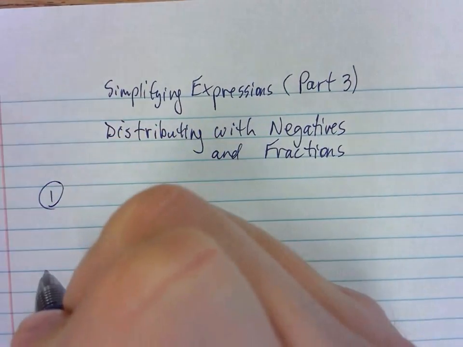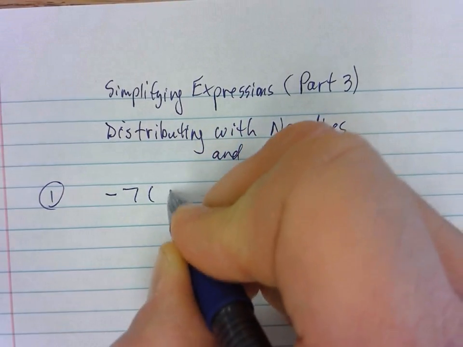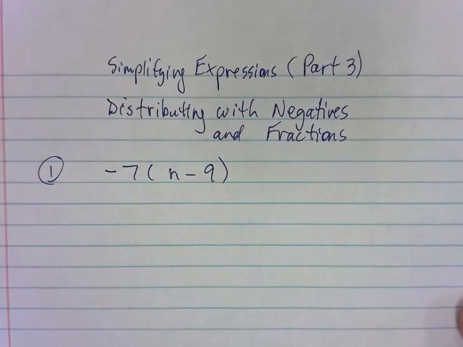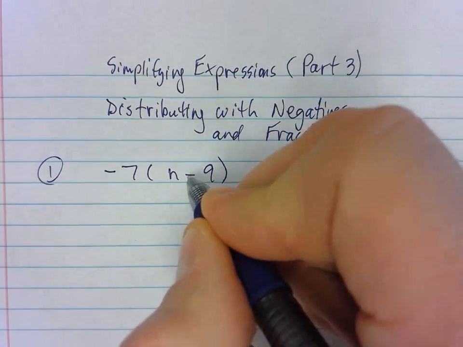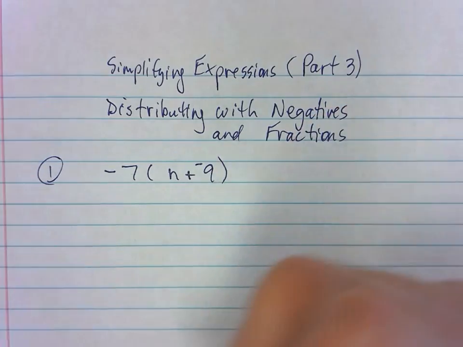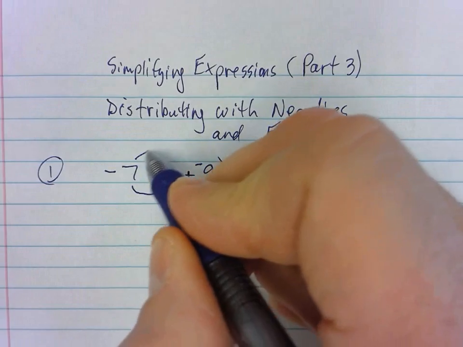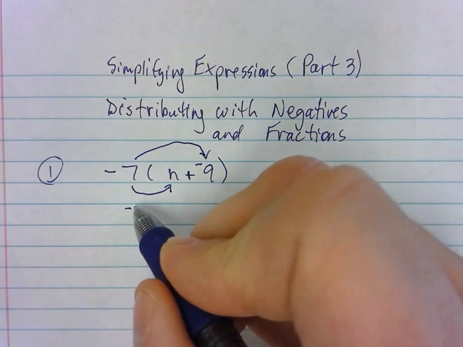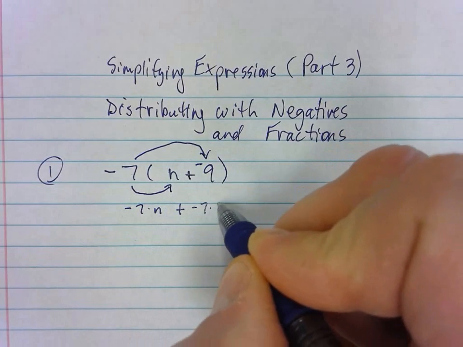So let's just talk a little bit about if we've got something like this. Let's say we've got -7 on the outside of n minus 9. Just remember that on that particular one, there's a subtraction sign in there. So I want to make that a plus negative. And then of course I'm going to distribute the -7 to the n, and the -7 to the -9. So -7 times n plus -7 times -9.